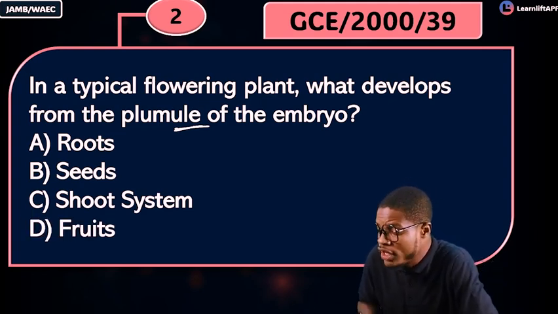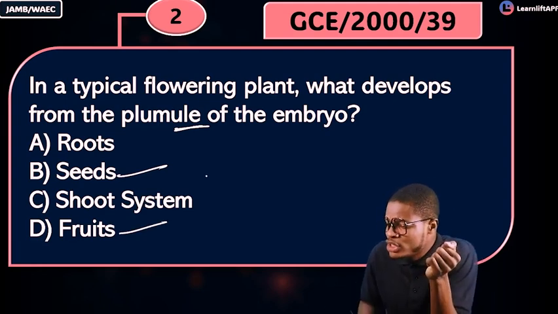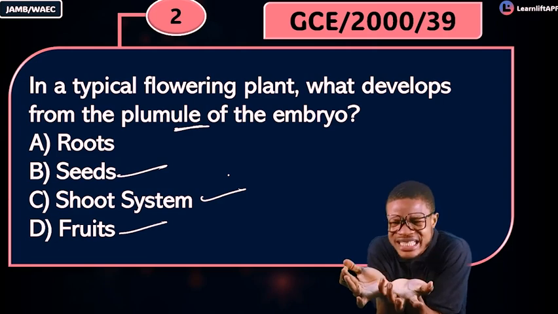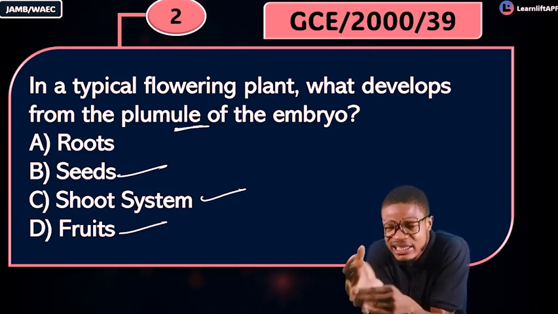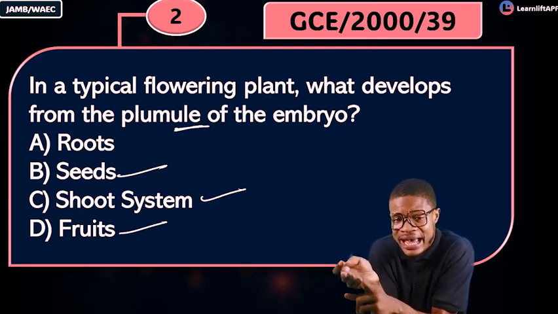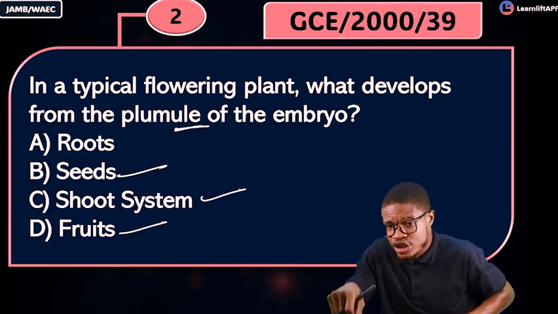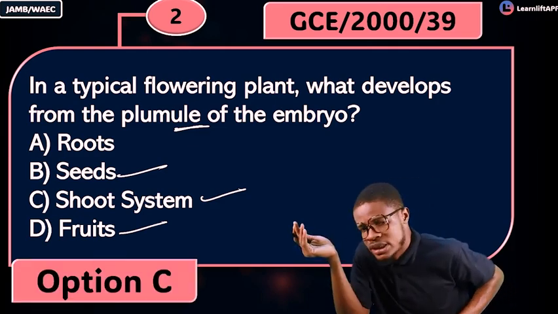If you say fruits and seed, you are also correct. But you see, the shoot system encapsulates everything. Are you getting it now? Of course, the leaves are in the shoot system. The branches are in the shoot system. The stem is in the shoot system. The fruits, the seed, all of them are inside the what? The shoot system. That's why we just go with what? Option C, the correct answer.